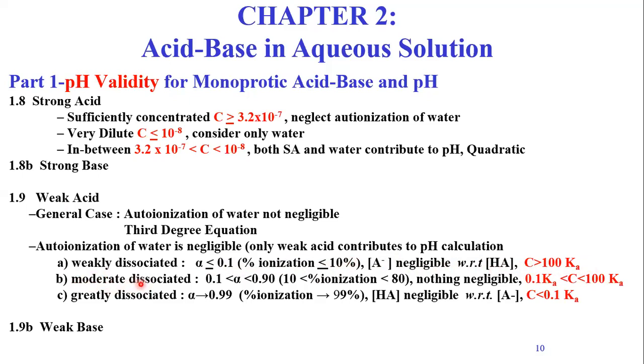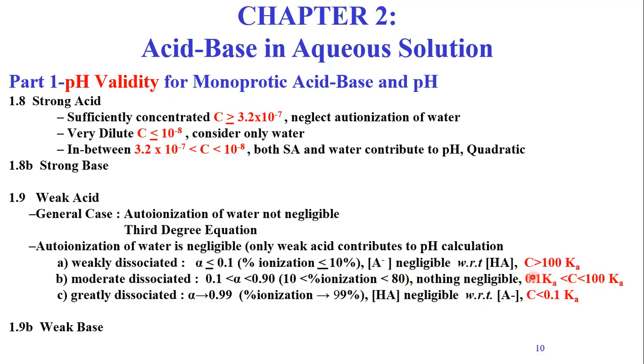Then we will look at moderately dissociated acids, and those acids dissociate more than 10%, but less than 80%. I mean, this 80 or 90 or less than 99, it doesn't really matter what this number is. Different people take it differently. But the percent dissociation is greater than 10. If the percent dissociation or ionization is greater than 10, that means we cannot neglect the A-, or I cannot neglect X, and I have to do a quadratic equation. And we will see that that means that C is actually less than 100 Ka, okay?